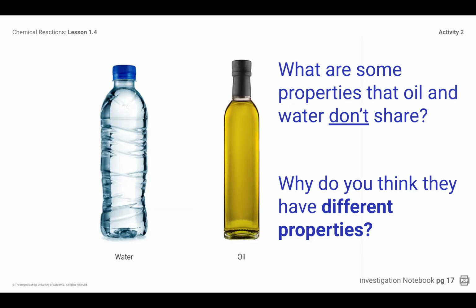I want you to go ahead and log into Amplify 1.4. And this is showing a bottle of water and a bottle of cooking oil. We can assume it's like olive oil or vegetable oil. And they're both liquid at room temperature. What are some properties that oil and water don't share? So go ahead and write those down. And then write down your idea of why you think they have different properties. Go ahead and pause the video, do that, submit it, please, and then start the video again.